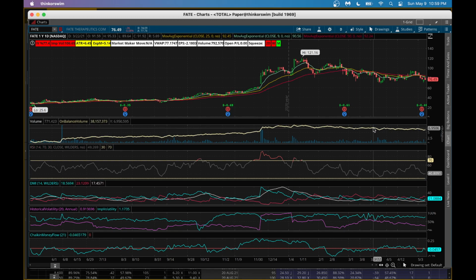So here, I think from a chart perspective, this looks a little better. As you can see, on-balance volume is pretty steady. RSI is trying to stabilize here, and the DMI blue line is trying to tick up, which is a good sign. And Chaikin Money Flow, at this time, is going down, which is okay, I guess. So with that, let's look at the option chain here.